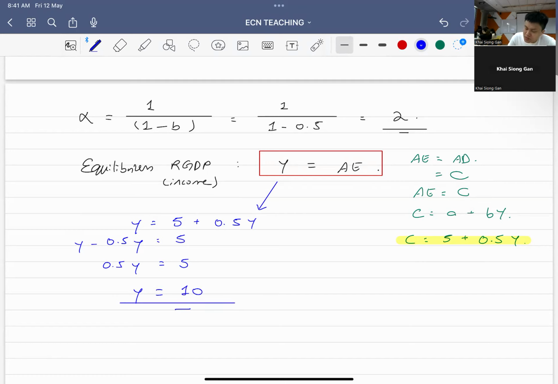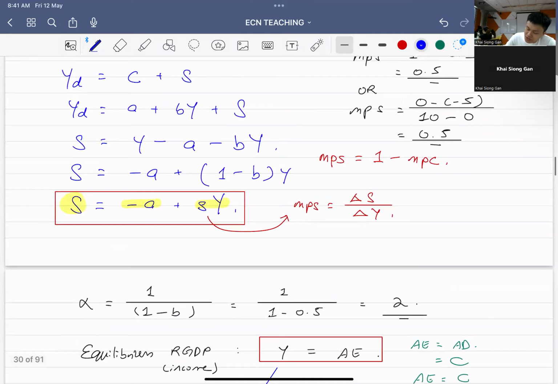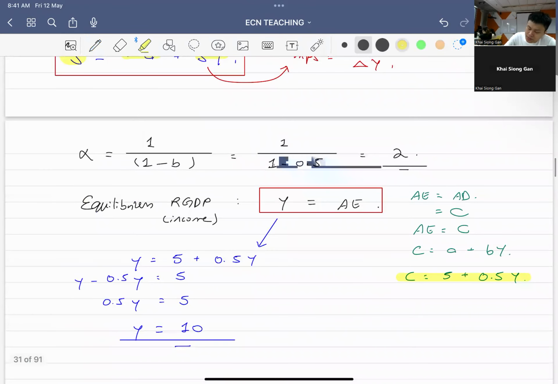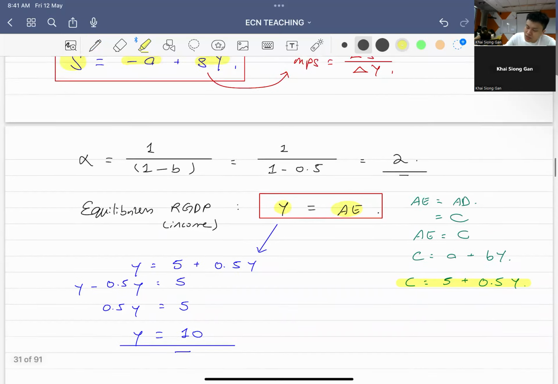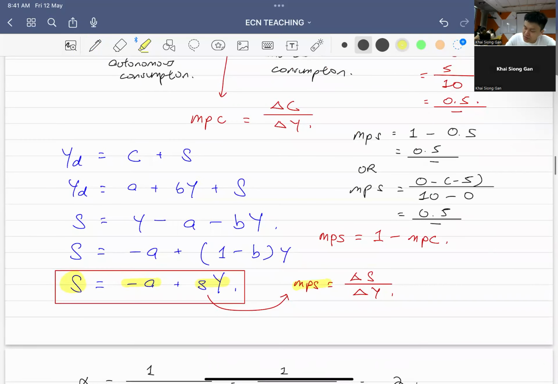This is important. So how many formulas have we learned over here? 3, yeah? Okay. The first one is the consumption function. The second one is the saving function. And the third one is the equilibrium income function. Once you understand these functions, it's very easy for you to understand how the marginal propensity to consume is derived and how the marginal propensity to save is derived.